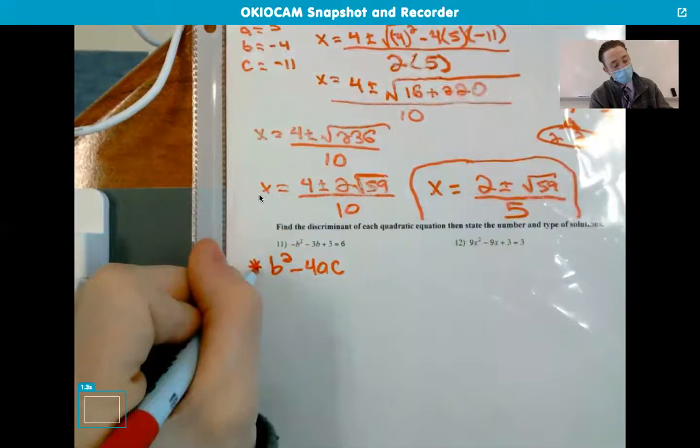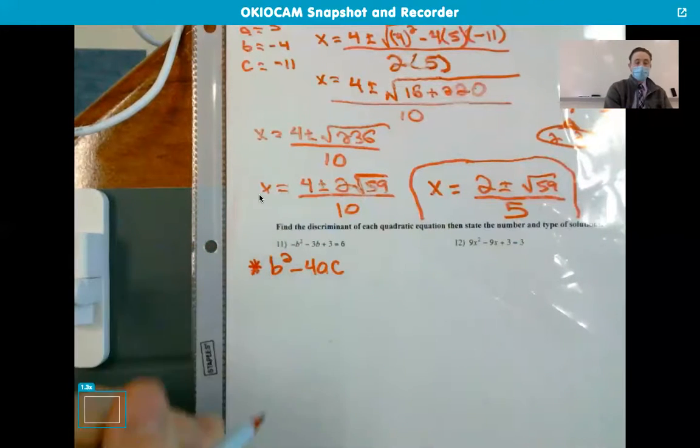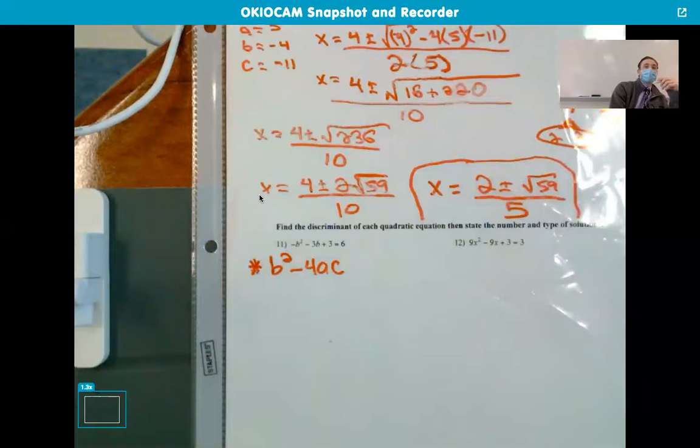So you're close, but just B squared minus 4AC. That's the piece of the quadratic formula that's inside the square root, right? So if you can just remember that, yeah. So either way, it'll work.